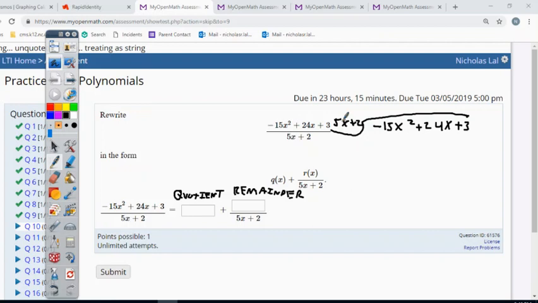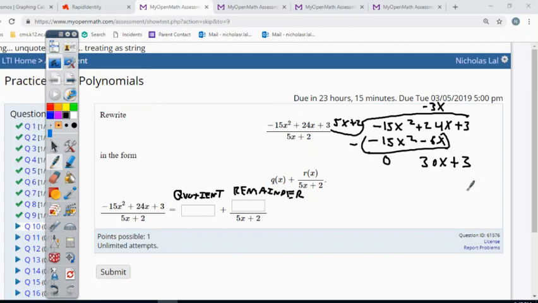All right, so 5x times what equals negative 15x squared? That's going to be negative 3x. Negative 3 times 5 is negative 15. Negative 3x times 2 is negative 6x. Subtract: negative 15x squared minus negative 15x squared. Two negatives make a positive, so that's negative 15x squared plus 15x squared, which cancels out to 0. And then we have 24x minus negative 6x, so that's 24x plus 6x, which is 30x plus 3.